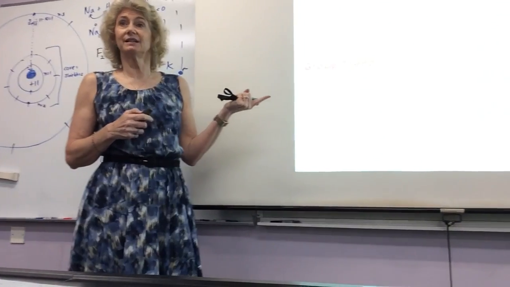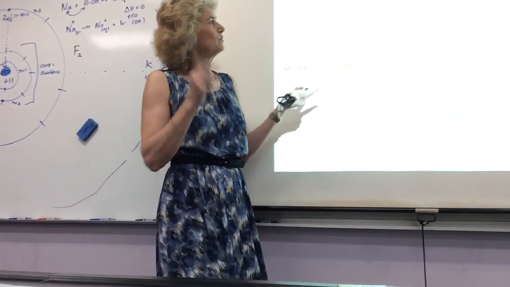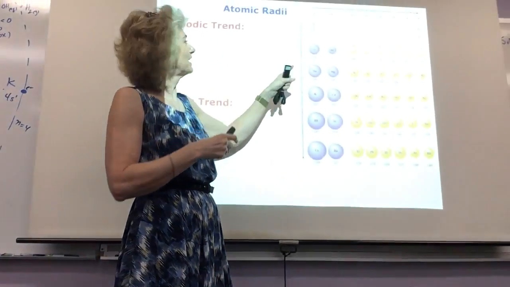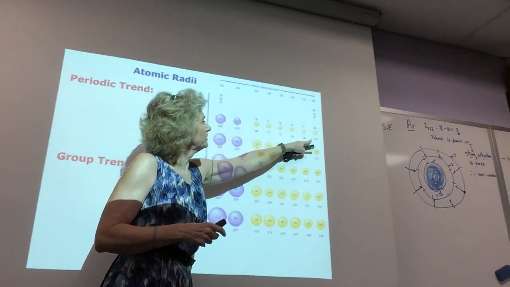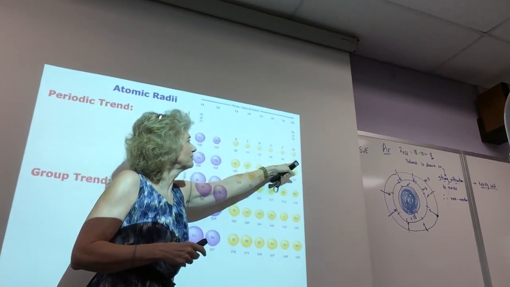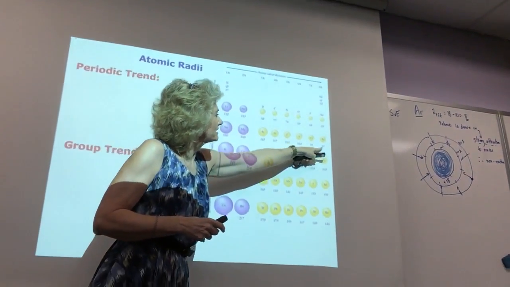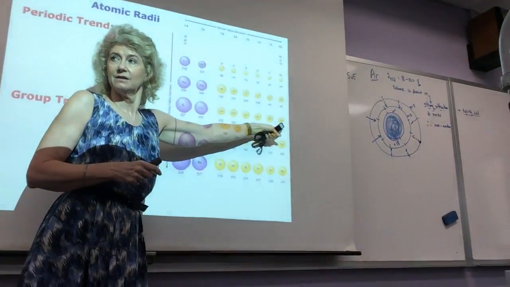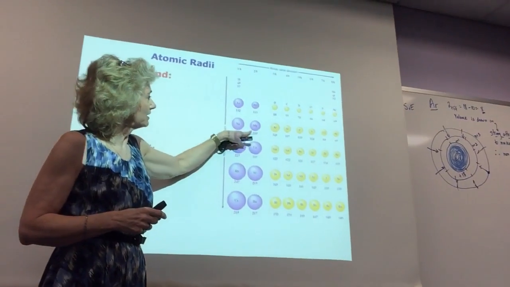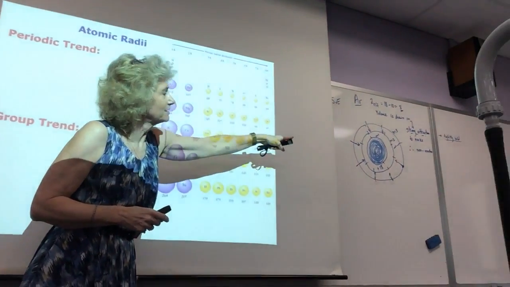So here's all that data collected together. And Connor, you had a question before that I was going to come back to on this. It's the next slide. Well, look what happens as you move across the period. It does get smaller. Yes, I know something weird happens there. It does get smaller. Okay. So Z effective is getting bigger as you're moving across from sodium to argon.